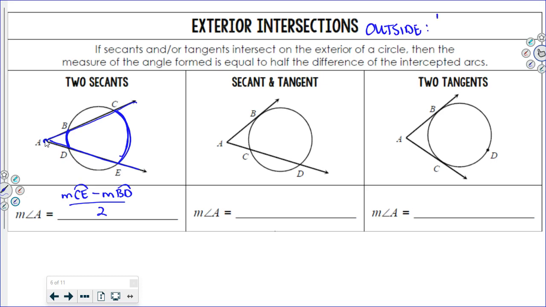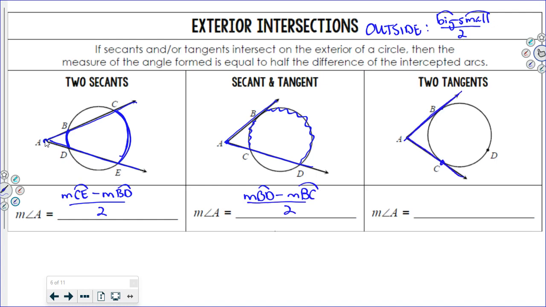So again, your general formula on the outside is big arc minus small arc divided by 2. Order matters because you cannot have a negative angle, so you have to do big minus small. If you look at the next one, same idea. Here's my angle. The big arc is here, so the measure of BD minus the small arc that's inside there, BC, all divided by 2.